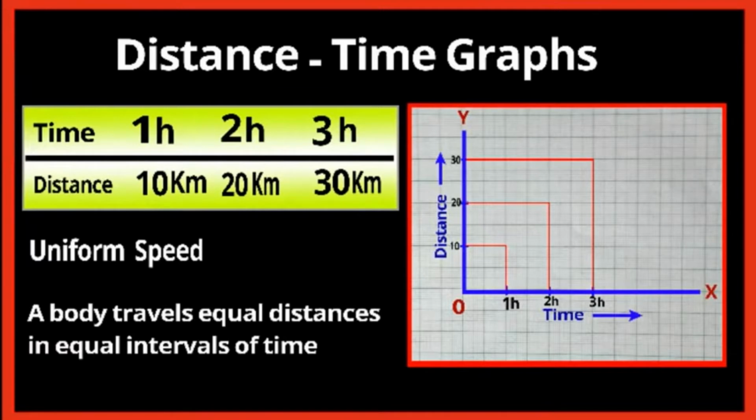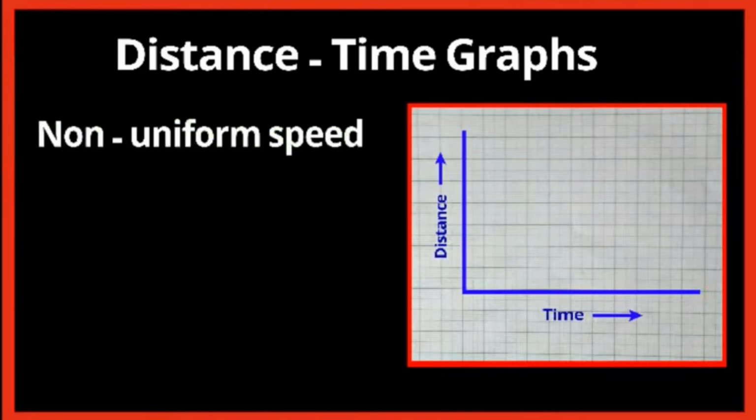So when you join these points, then you can see a blue colored line which is passing through origin. So that's the graph line. So it's a straight line passing through origin and it is making some angle with x-axis. So this is the graph for uniform speed.